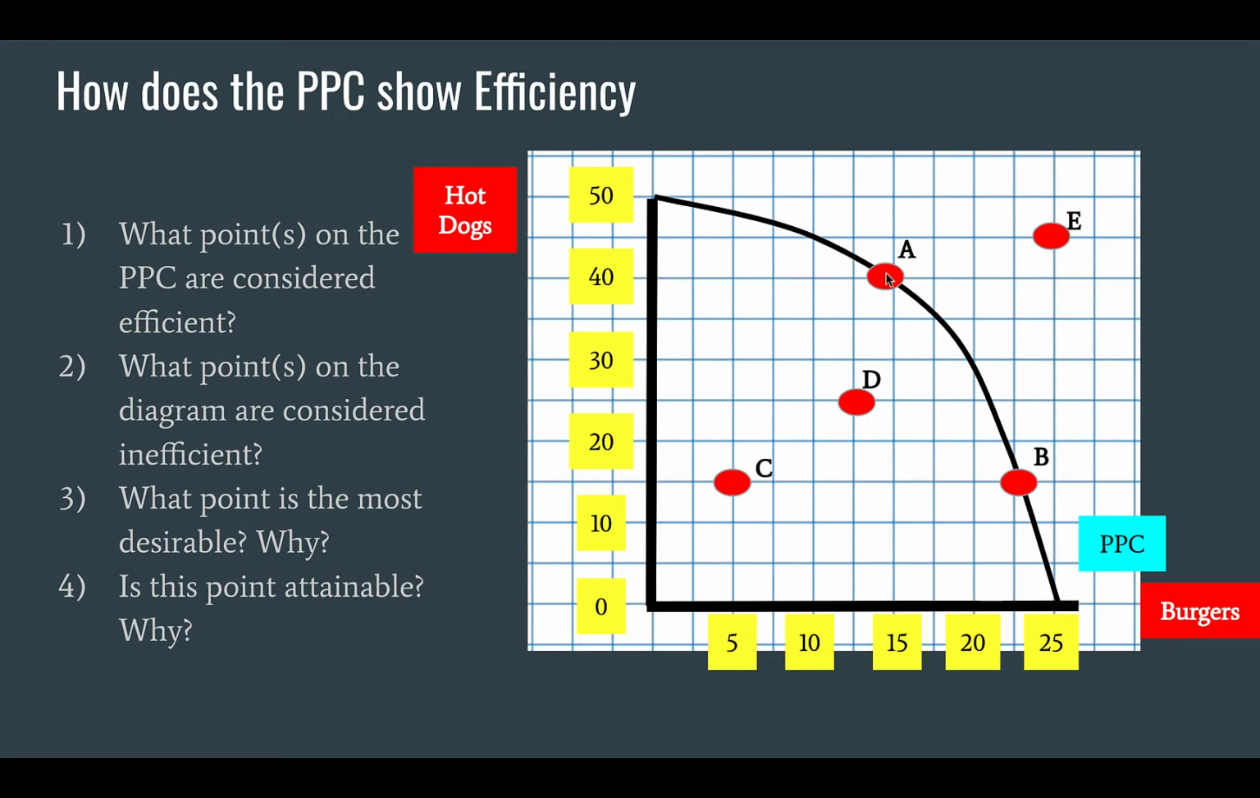We have A, B, C, D, and E. We have these 5 bundles. This is what the economy, I don't want to give too much away, but potentially, let's say, in some way, at some stage in the future, can produce all of them, okay? So the questions that we have to ask ourselves now are: what points on the PPC diagram are considered to be efficient? What points on the diagram are considered inefficient? What point is the most desirable that is displayed here? And is this point attainable, and why? Now, let's have a look at these in turn.